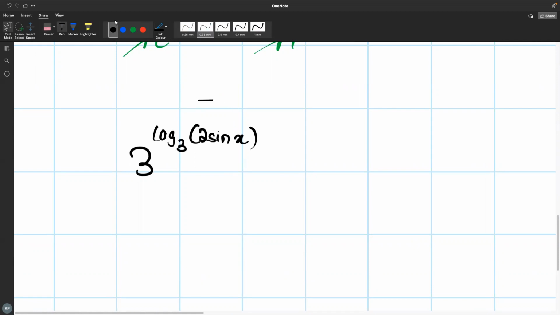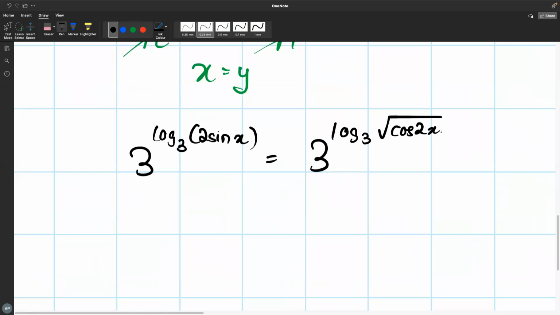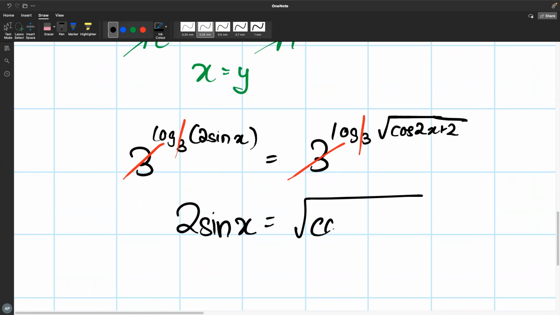So 3 to the power of log base 3 of 2 sine x is equal to 3 to the power of log base 3 of root cosine 2x plus 2. Now, because of that rule, the log base 3 and 3 get cancelled out like this. And therefore, we end up with 2 sine x is equal to root cosine 2x plus 2.